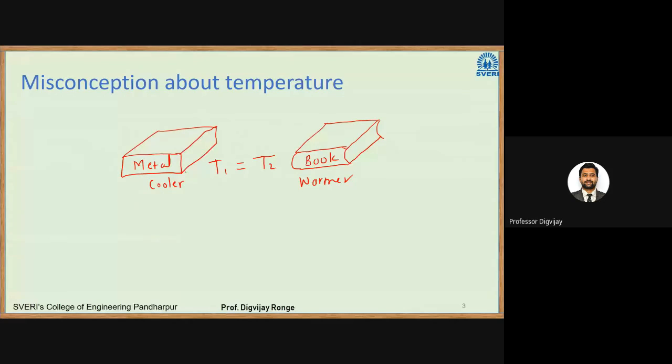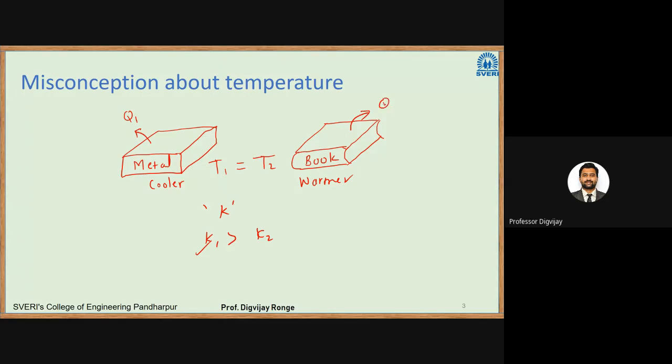So what is happening in this case actually? Here the term thermal conductivity comes into the picture. The thermal conductivity of metal is higher than the thermal conductivity of the book. So K1 is greater than K2. We all know that the rate of heat transfer is directly proportional to thermal conductivity. So when you touch this object, whatever heat transfer is there, suppose it is Q1, and if you touch the book, the heat transfer is Q2.